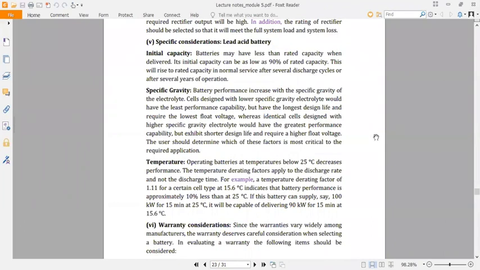ठीक है, और स्पेसिफिक ग्रेविटी अगर हाई होगा तब क्या होगा, the performance will increase, but the duration of supplying power from the battery will reduce comparatively when the specific gravity is low. So this will also be a big factor while we are selecting the battery. Next one is temperature.